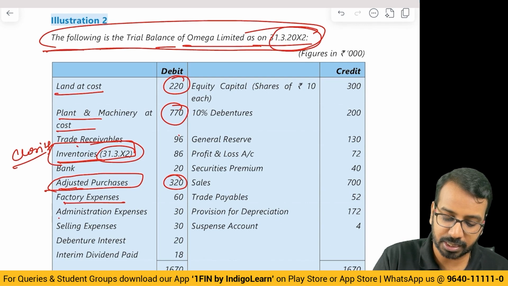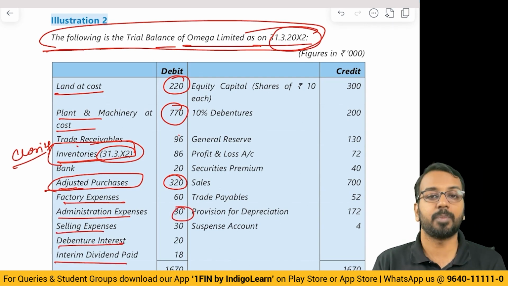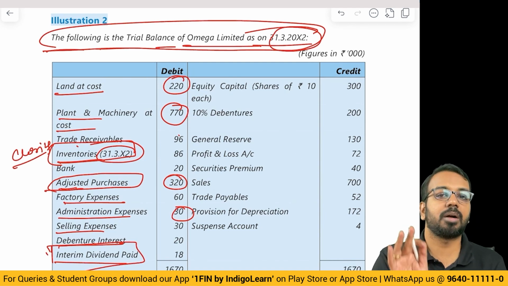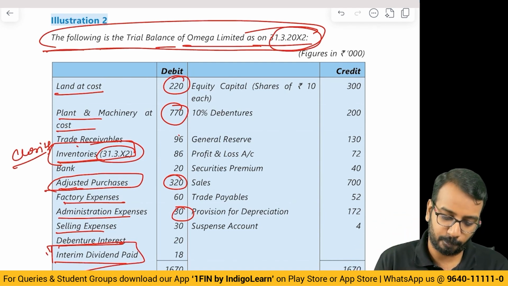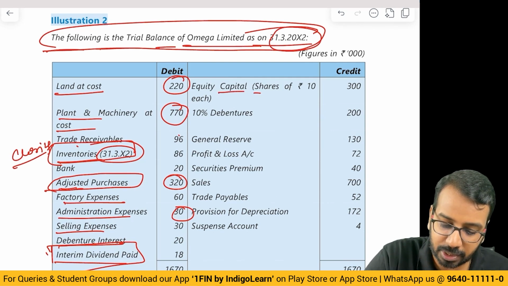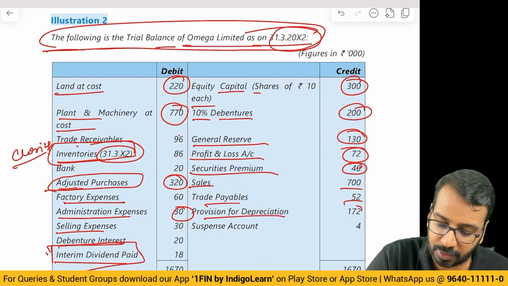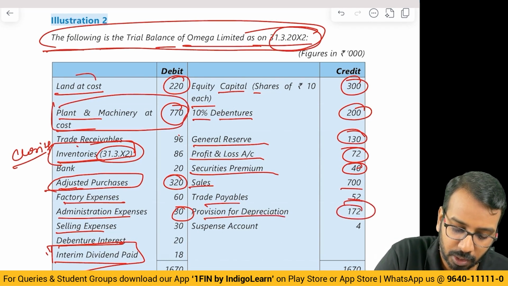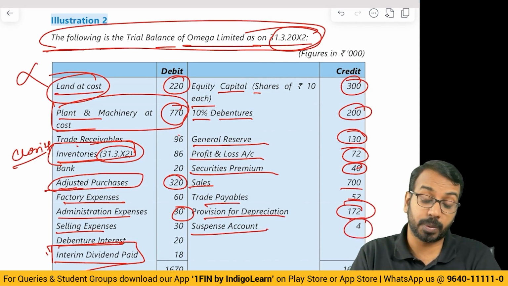Your factory expenses, administration expenses, selling expenses, debenture interest, interim dividend paid. Dividend paid will not come in your P&L account. It will come in your balance sheet as an appropriation of profit. Okay. Equity share capital of 10 each 300, 10% debentures 200, general reserve 130, P&L account 72, securities premium 40, sales 700, trade payables 52, provision for depreciation for this. For land, there is no depreciation. Suspense account 4. So you have to see what is the suspense account, right?